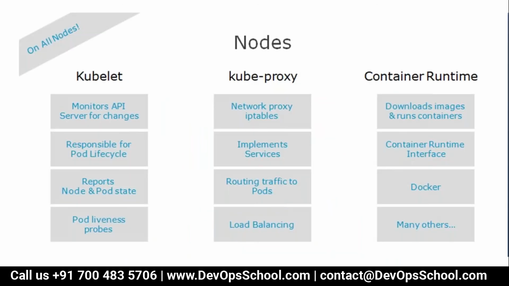Okay, so let's sum up this stuff. In each node you find the kubelet, kubeproxy, and Docker. What is the job of the kubelet? It monitors the API server for updates, is responsible for the pod lifecycle, reports node and pod state, and pod liveness and probes can be implemented. Kubeproxy is a network proxy using IP tables, implements services, routes traffic to the pods, and helps with load balancing. Docker, I think you know, that's a prerequisite.